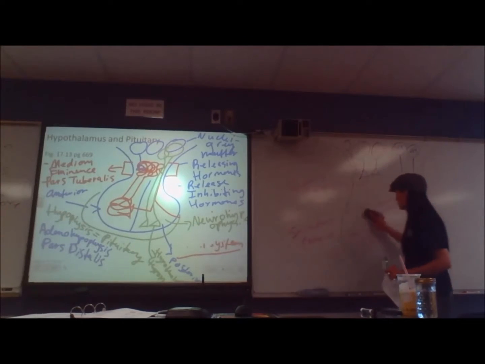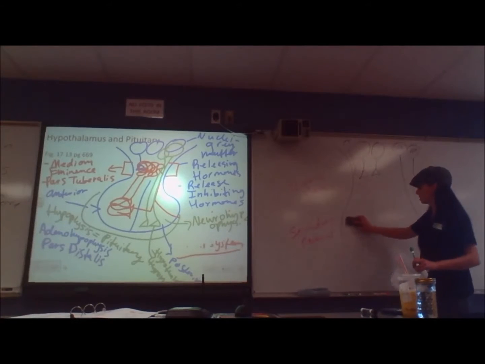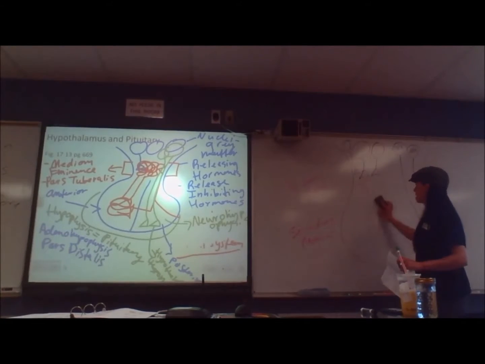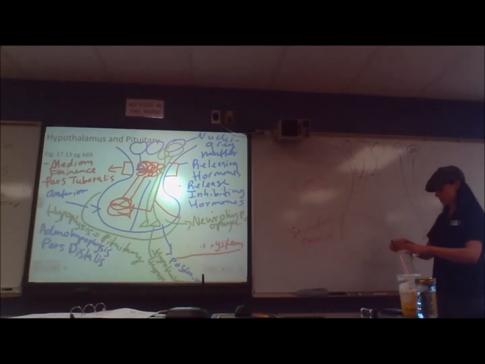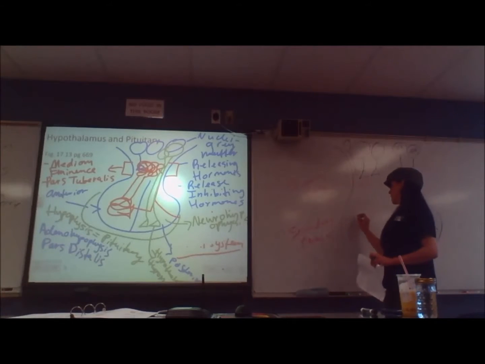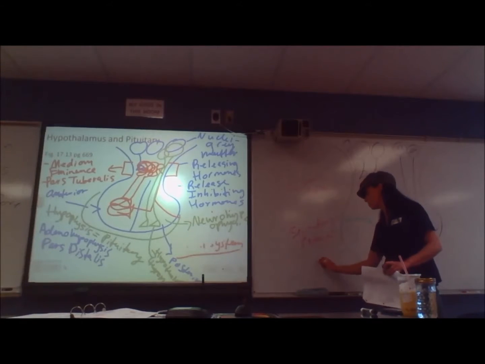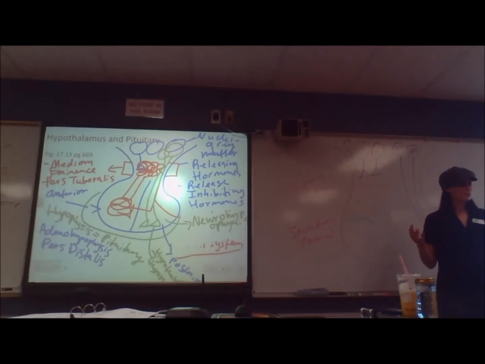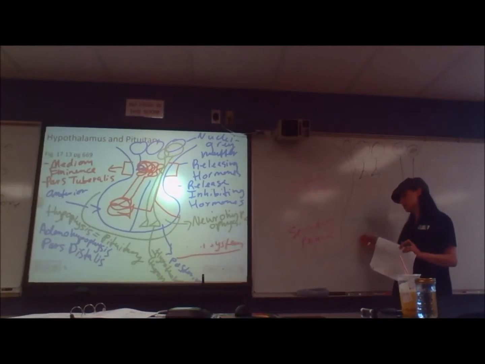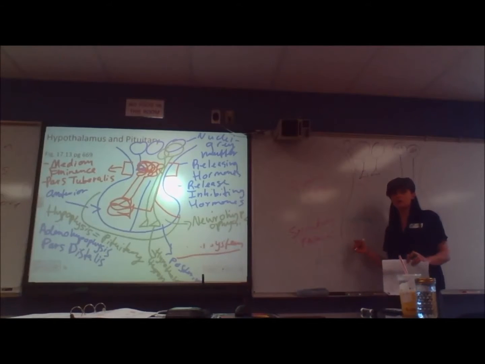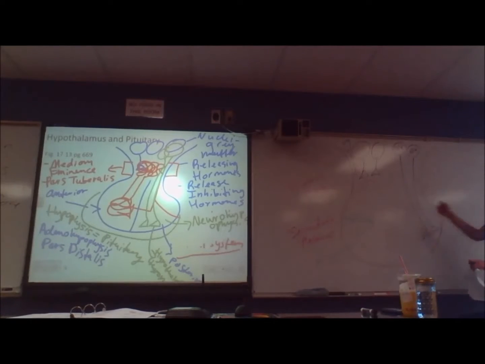So I'm going to erase this for now so that I can draw in all of our other cells that are going to be releasing our trophic hormones. So down here we have cells called corticotropes. And our corticotropes are going to release a trophic hormone called ACTH. Another part of the endocrine system, kind of pain in the butt, is you have to learn this stuff called hormone nomenclature. So you've got to learn all of these abbreviations for hormones, but then what they stand for.